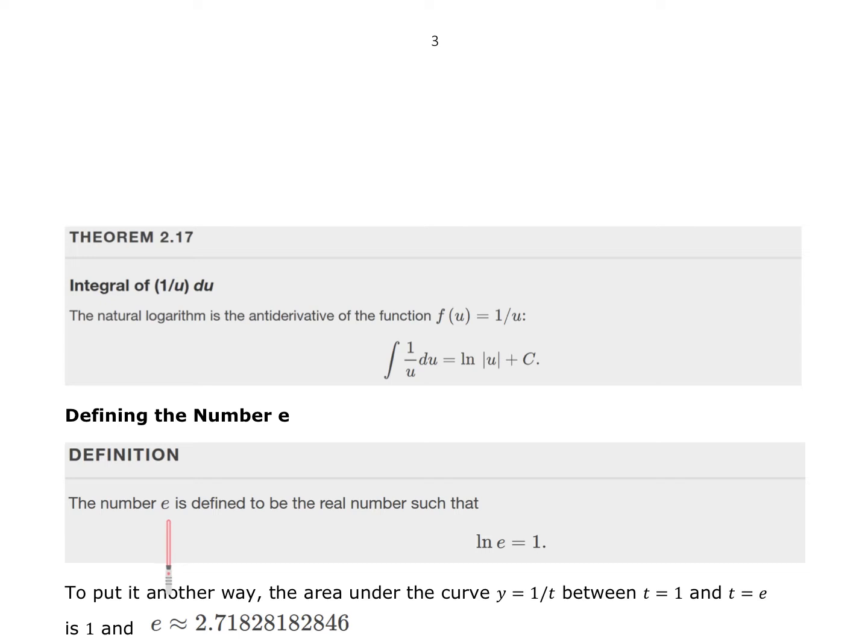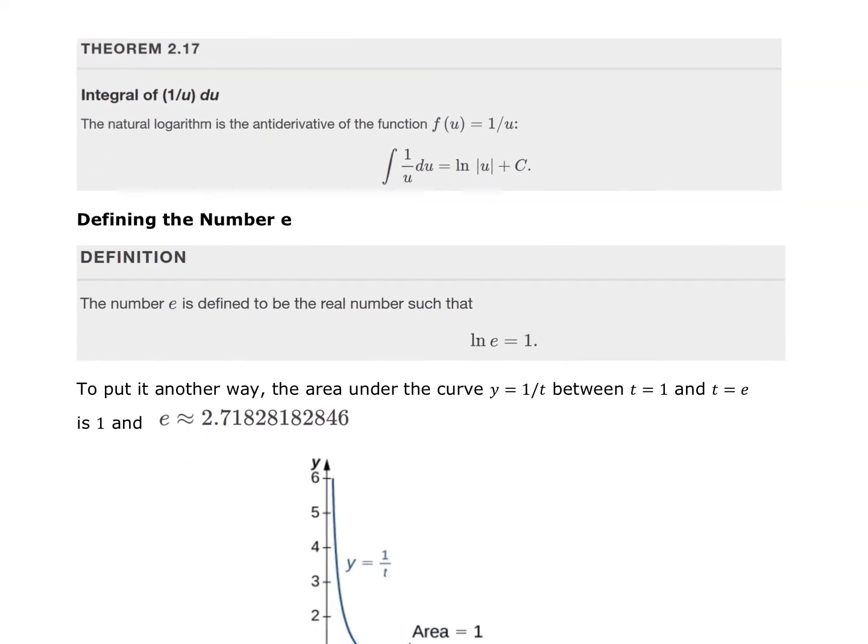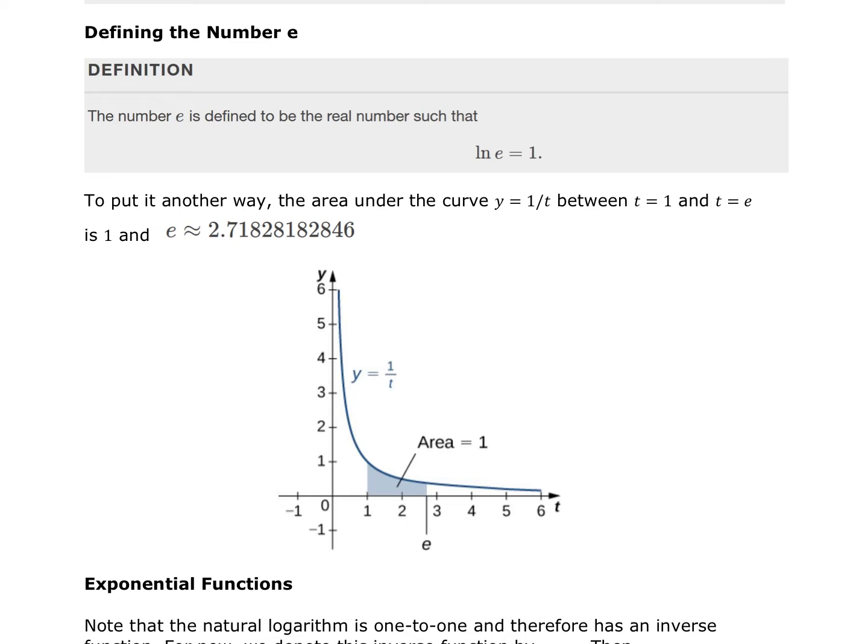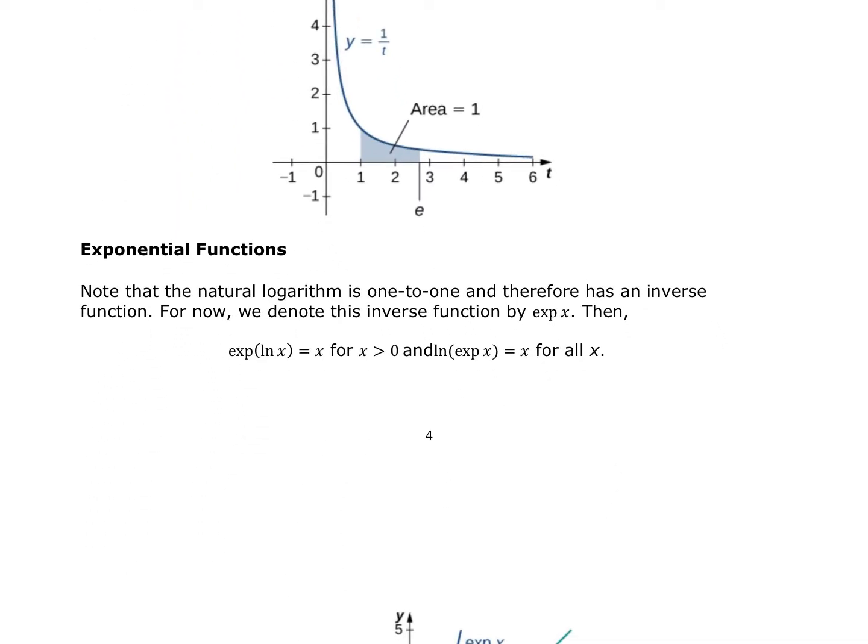We then say, let's define e. We're going to define e such that the natural log of e is equal to 1. Another way that we can think of this is that the area under the curve y equals 1 over t from 1 to e is 1, and e must be equal to 2.71828, give or take. And so we now define e in terms of the natural log and in terms of integration, something we haven't done before.